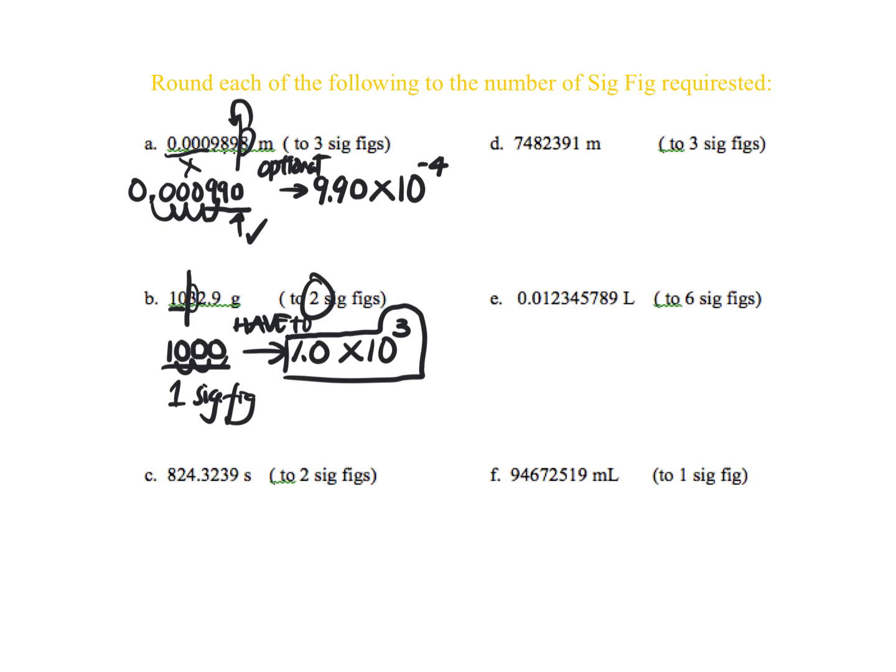Next one. Okay, this long number to 2 sig figs. So I need to draw a line after my second sig fig. Look at the third one. Don't forget there's a decimal point. So 4 doesn't go up. So I'll keep it as 82. Is that right? No, I need to put the placement 0 down.